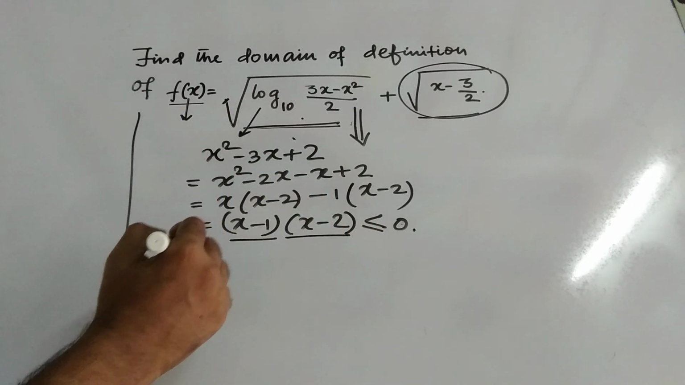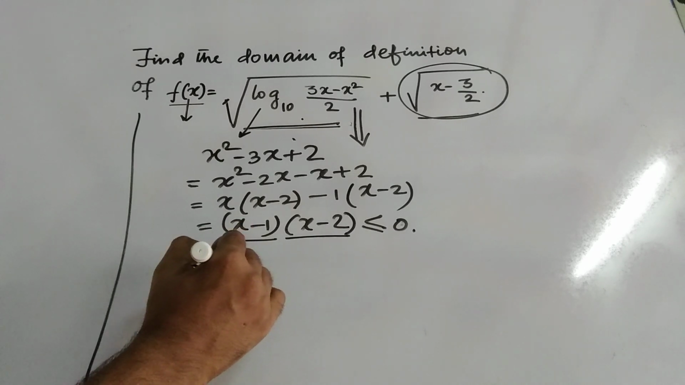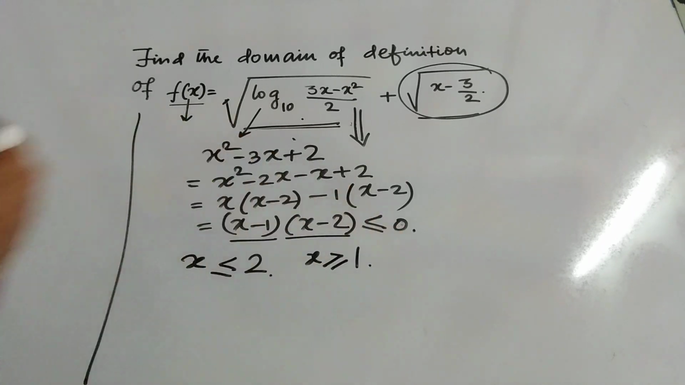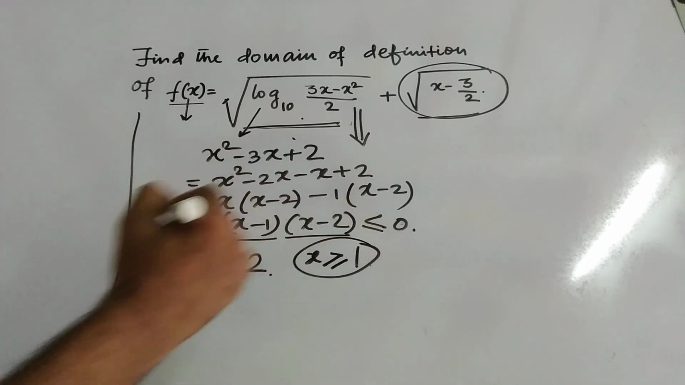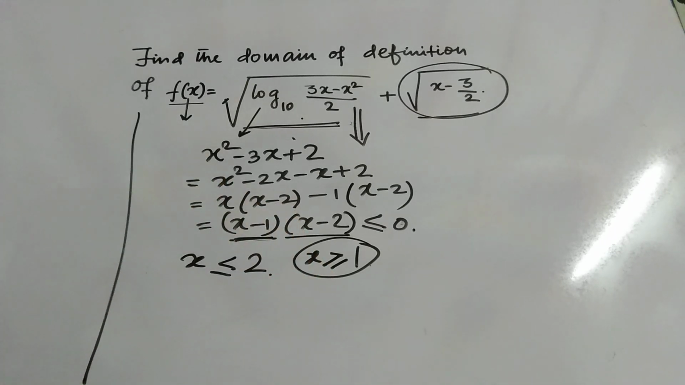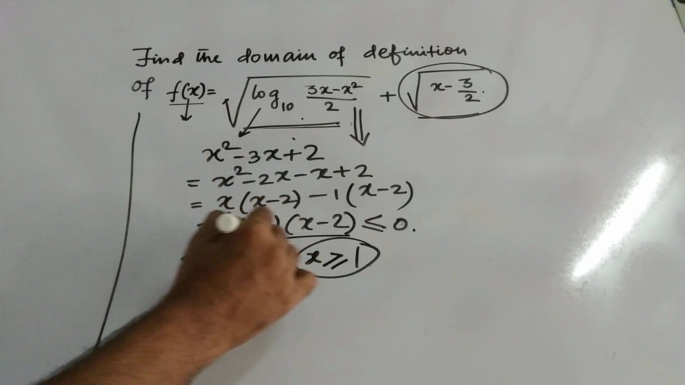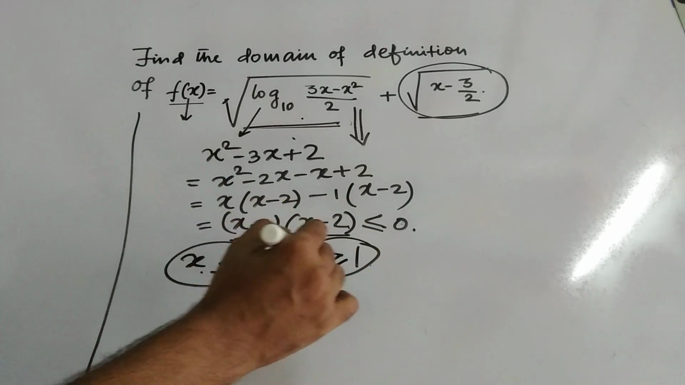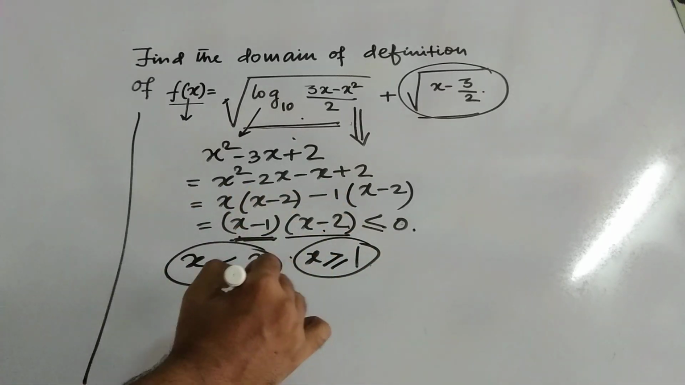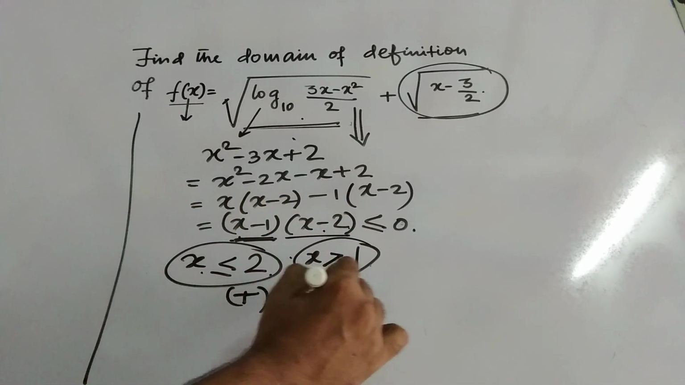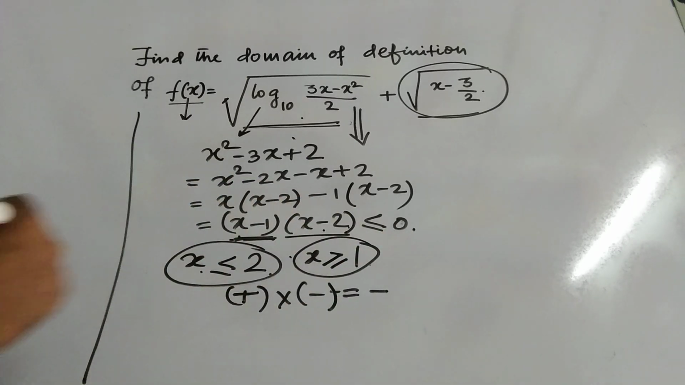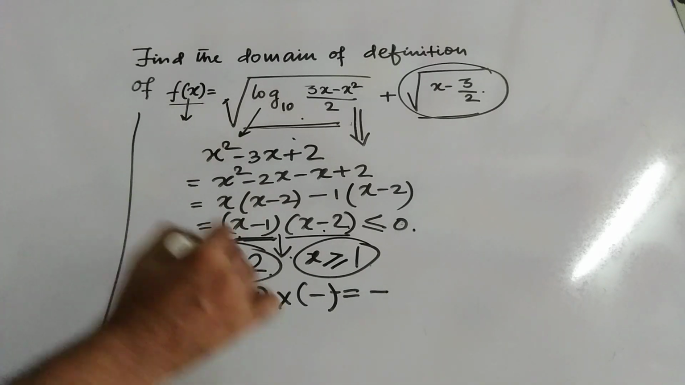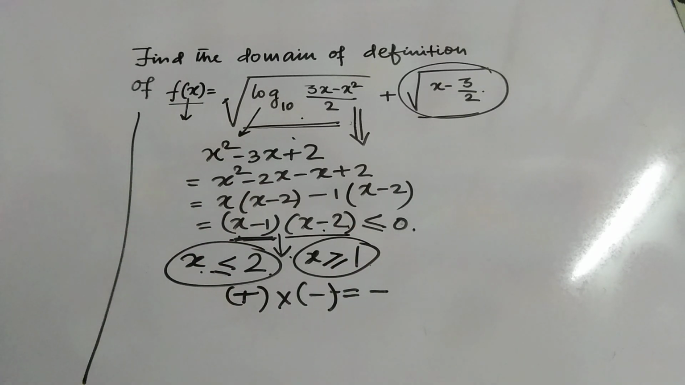Now from this it is obvious that x is less than or equal to 2 and x is greater than or equal to 1. Why? Because x greater than or equal to 1 means x − 1 must be greater than or equal to 0, that is a positive number, and x less than or equal to 2 means x − 2 must be less than or equal to 0, a negative number, and positive into negative is equal to negative number. That is plus into minus equals minus. So it is obvious from this step that the conclusion will be x is less than or equal to 2 and x is greater than or equal to 1.